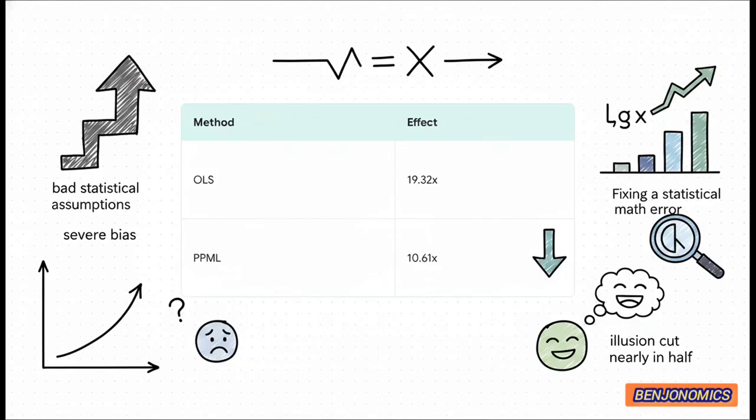But Diaz pointed out a huge flaw. Taking a natural logarithm of a gravity equation with inconsistent or heteroscedastic errors creates a severe statistical bias known as Jensen's inequality. When he reran that exact same data using a nonlinear estimator called PPML, the border effect immediately plummeted to 10.6. Literally, just by fixing a statistical math error, the illusion was cut nearly in half.